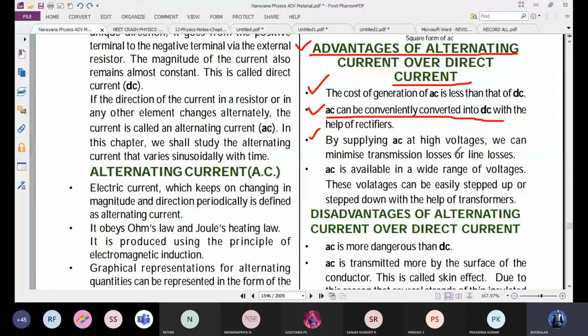Please everyone note it, these are important key points. In this lesson, definitely they will ask one or two questions. So AC is available in a wide range of voltage. The voltage can be easily stepped up or stepped down with the help of a transformer. Again we'll discuss what is a step up transformer and a step down transformer. I will tell you. This is the fourth point, AC over DC.